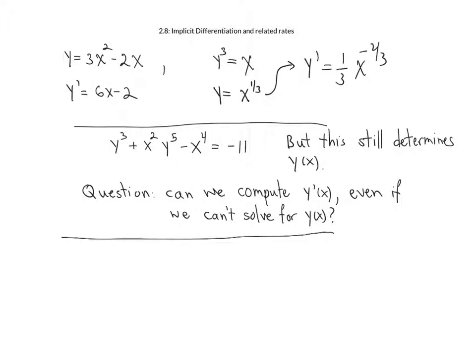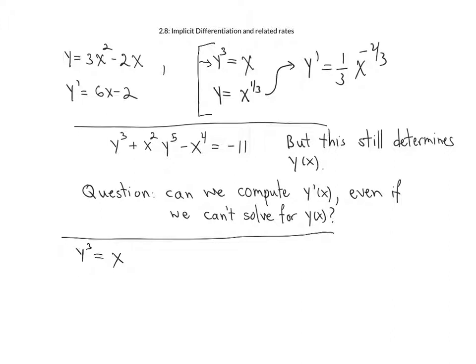Now, in order to see the ideas at play, I want to return to this example here at the top of the screen and try to compute the derivative, y prime of x, without solving for y. And the way I'm going to do that is I'm going to remember in my mind that y is a function of x, and I'm going to start with this equation at the top. I'll rewrite it below and compute the derivative with respect to x of both sides.